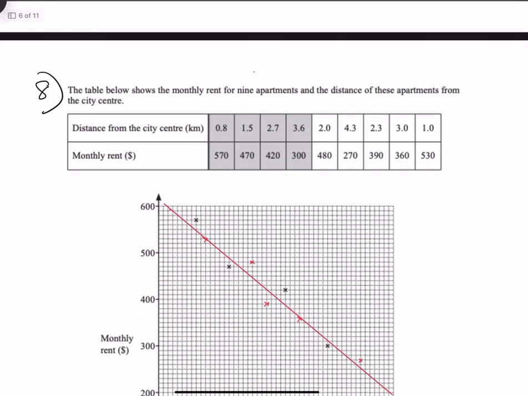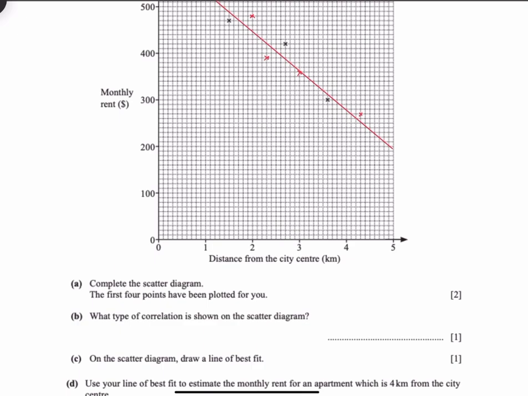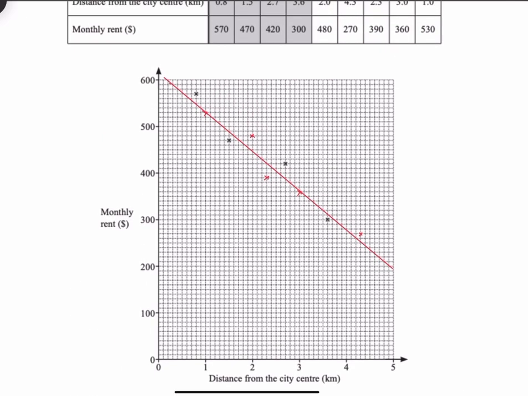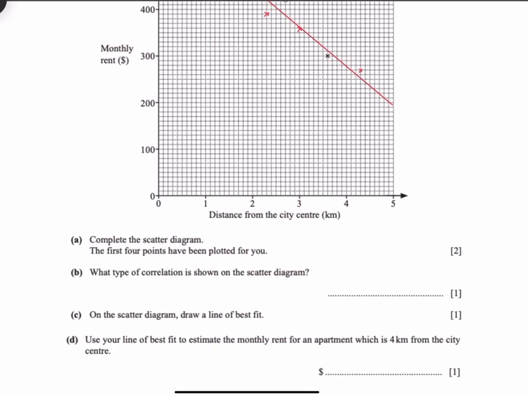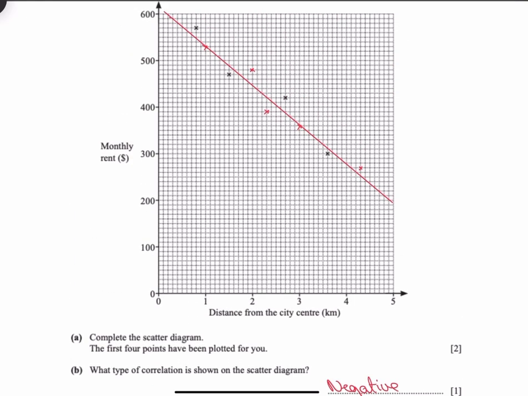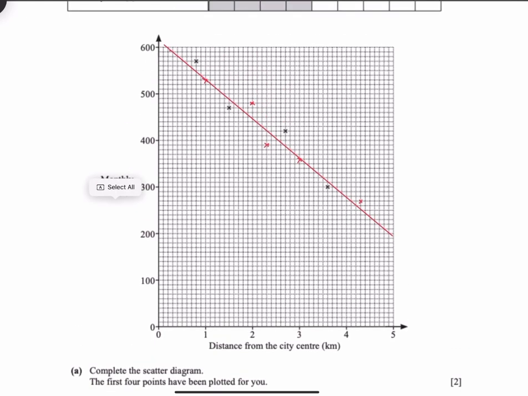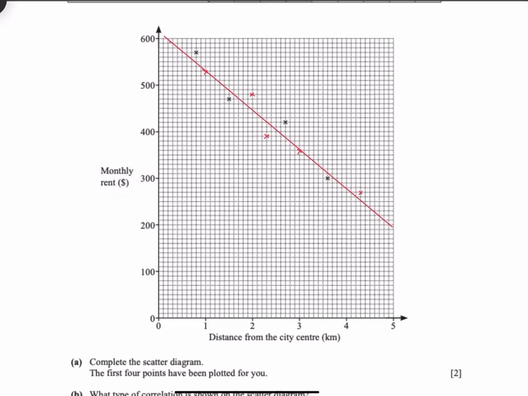Okay, going to question number 8. So it says complete the scatter diagram. So I already plotted the points, as you can see. And what type of correlation is this? I'll say it's a negative correlation because the trend line is going downwards like that. I drew the line of best fit, and I just made sure that the number of points above the line is equal to the number of points below the line. Okay, this is what you needed to do.